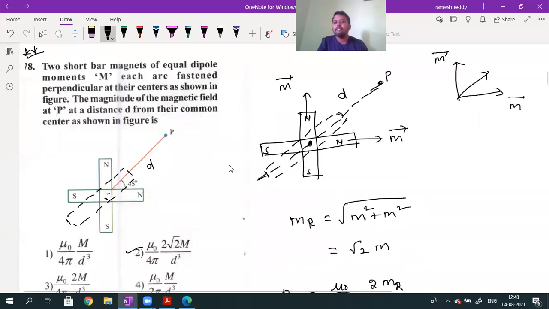Why is point P lying on the axial line? What is the distance of the point P from the common center? And for this bar magnet, you may ask which is the north pole and which is the south pole. Whatever, let it be the north pole and south pole; they're not asking the direction of P. They're asking only the magnitude. Point P lies only on the axial line of this resultant bar magnet.